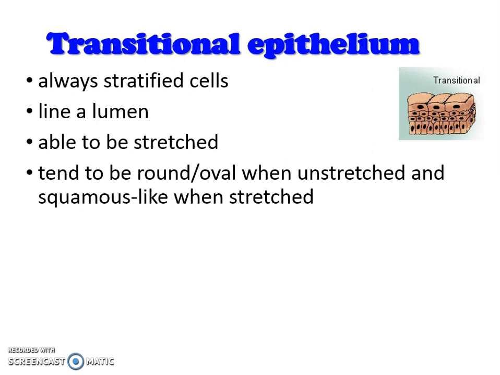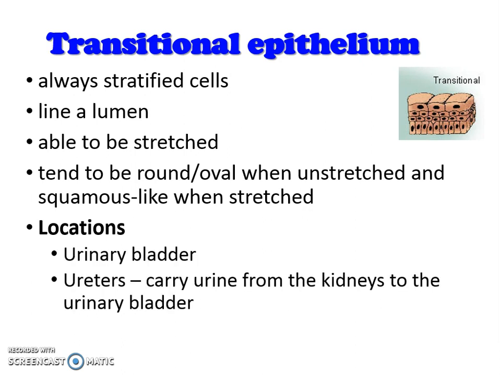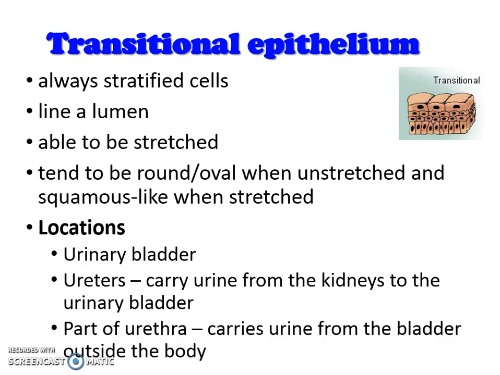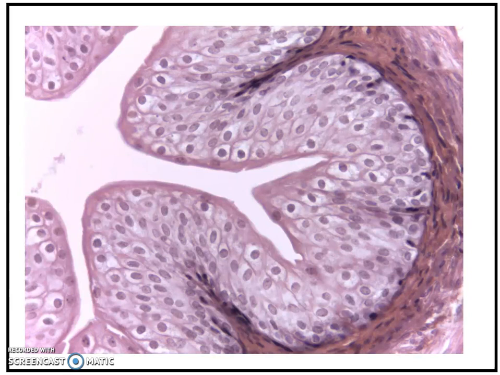The cells of the transitional epithelium tend to be round or oval shaped when they are not stretched, and they're going to be flattened or more squamous-like when they are stretched. And we find these cells in the urinary bladder and within the ureters, as well as part of the urethra, the urethra being the tube that's going to be carrying urine from the urinary bladder to the outside of the body.